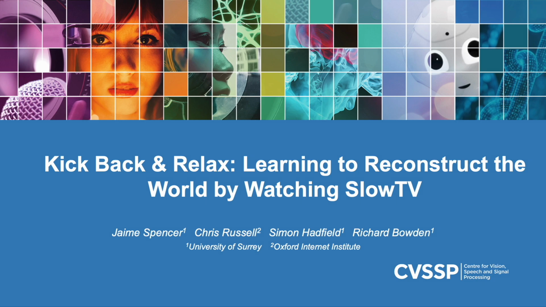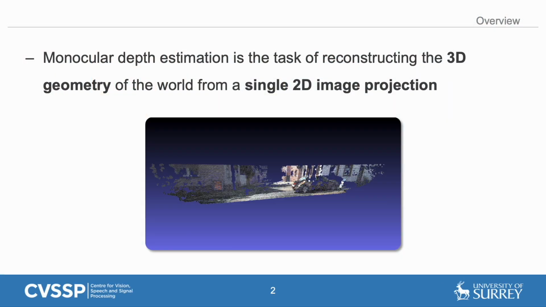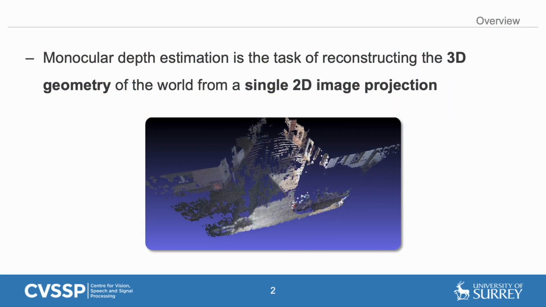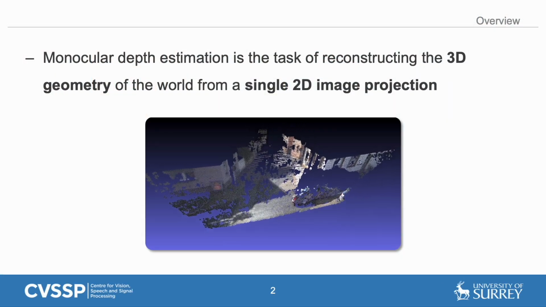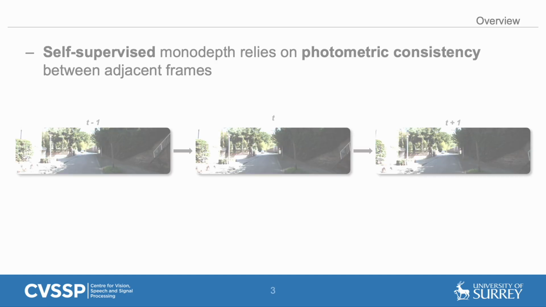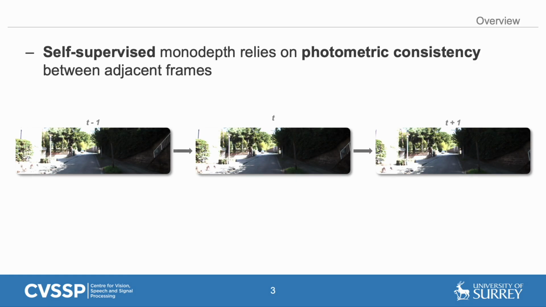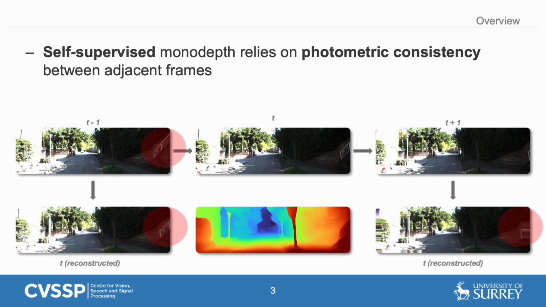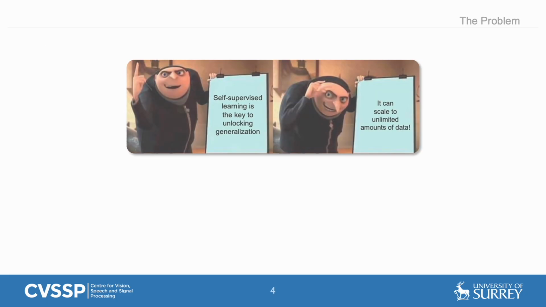Welcome to our presentation for Kick Back and Relax, learning to reconstruct the world by watching SlowTV. Monocular depth estimation is the task of reconstructing the 3D geometry of the world from a single 2D image projection. In the case of self-supervision, this relies on the photometric consistency across frames, where the predicted depth and motion are used to establish correspondences and reconstruct the target image.